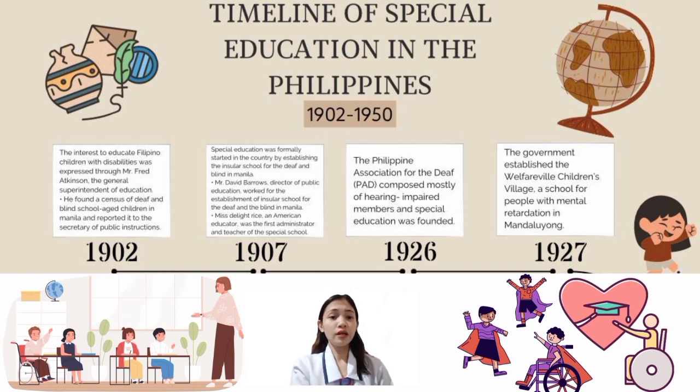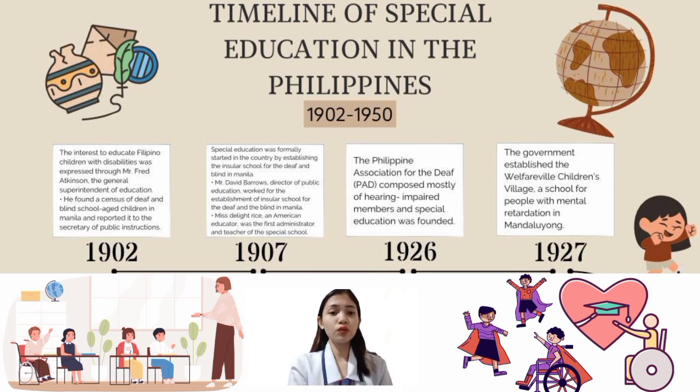In this year, special education was formally started in the country by establishing the Insular School for the Deaf and Blind in Manila. Mr. David Burrows, Director of Public Education, worked for the establishment of the Insular School for the Deaf and Blind in Manila. Miss Delight Rice, an American educator, was the first administrator and teacher of the said school.